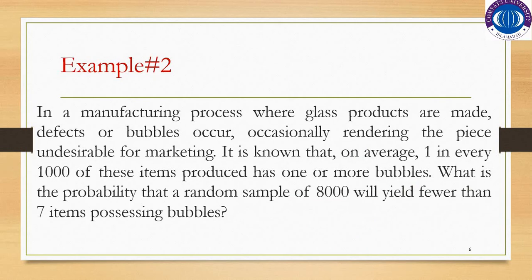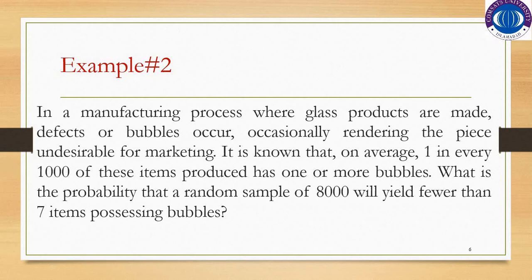Example number 2. In a manufacturing process where glass products are made, defects or bubbles occur, occasionally rendering the piece undesirable for marketing. It is known that, on average, 1 in every 1,000 of these items produced has one or more bubbles. What is the probability that a random sample of 8,000 will yield fewer than 7 items possessing bubbles?